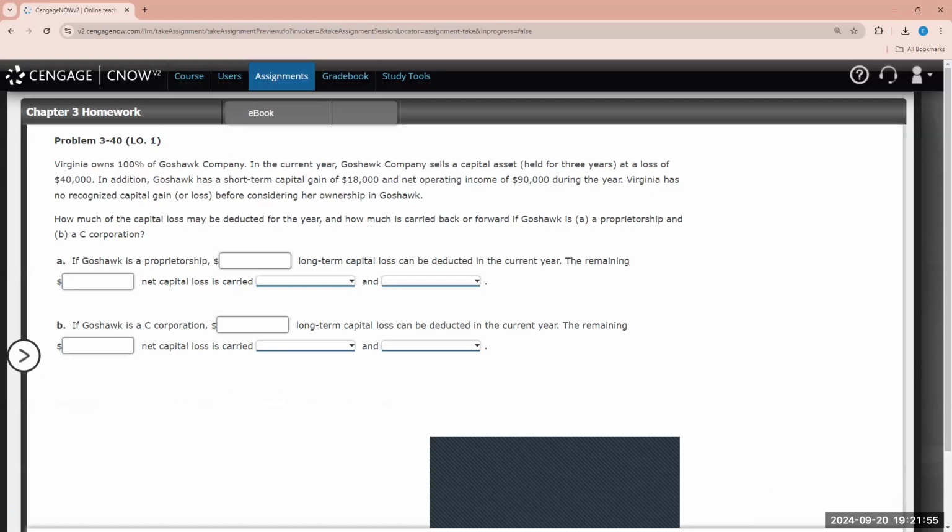All right, so this brings us to our next problem. So here it asks how much of the capital loss may be deducted for the year and how much is carried back or forward if GoShock is a proprietorship or B, a C corporation. So it states Virginia owns 100% of GoShock Company. In the current year, GoShock Company sells a capital asset held for 3 years at a loss of $40,000.